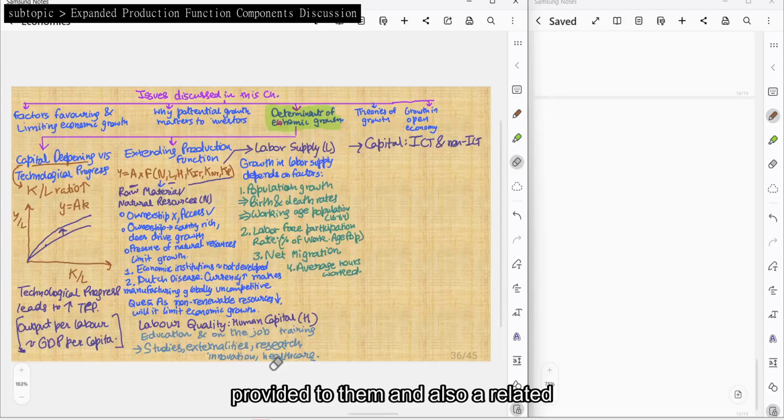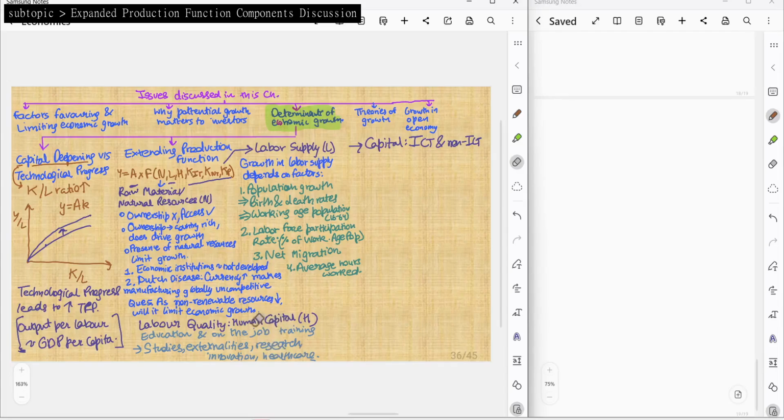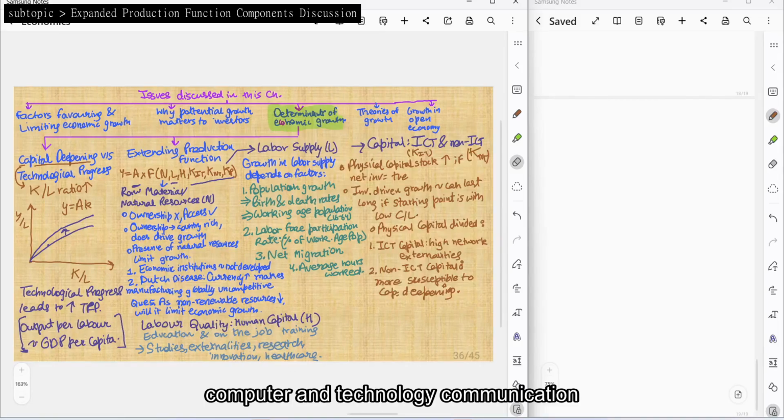And also, a related point to education and on the job quality is healthcare. So, next point is capital. It can be divided into information, computers and technology, communication, ICT, and non-ICT capital. ICT capital is denoted by KIT and non-ICT capital was denoted by KNT in our production function.